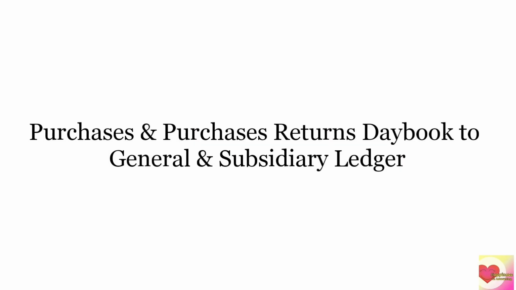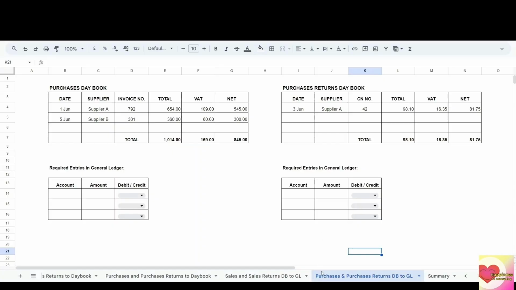Now let's move on in recording purchases and purchases returns daybook to general ledger and subsidiary ledger. We will do the same as what we did in sales and sales returns. Always remember to pay attention to what type of daybooks you are getting the entries from. Let's find out the required entries in the general ledger, which are account, amount, and either debit or credit.